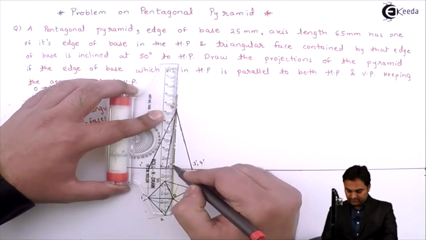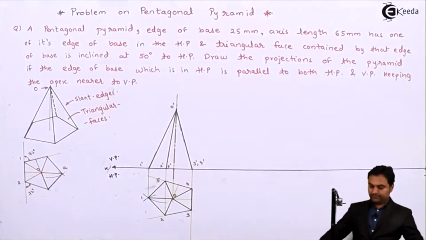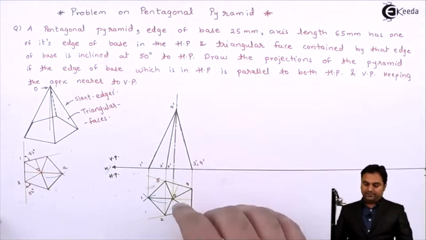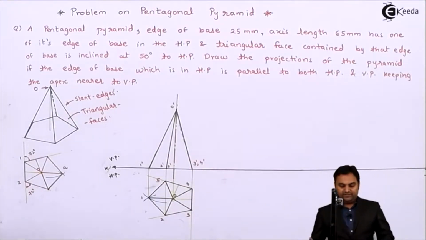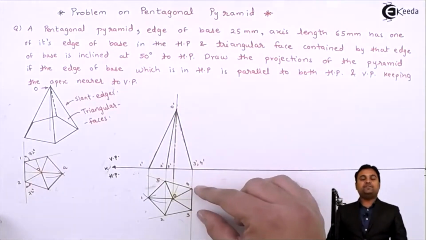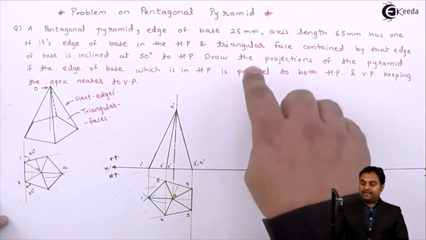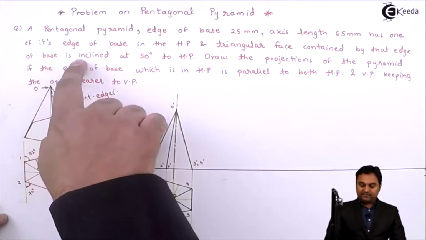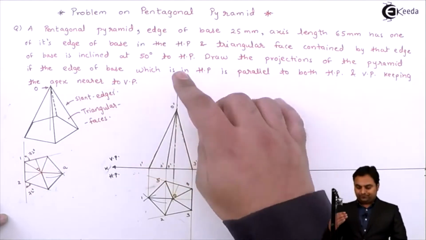Here is the axis of the pentagonal pyramid. Now, this is the complete front view and top view of the pentagonal pyramid. The next condition is its edge of base in the HP, so that edge of base is 3 4, and the triangular face contained by that edge of base is inclined at 50 degree to HP.